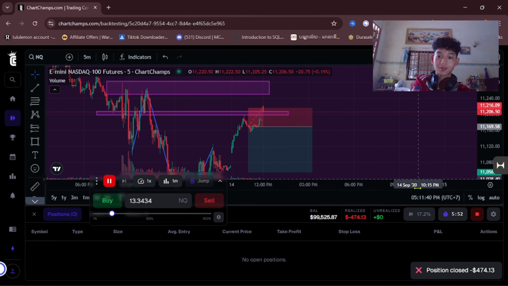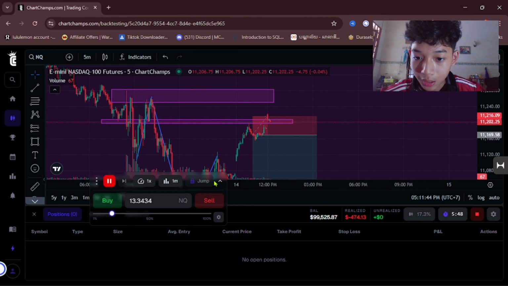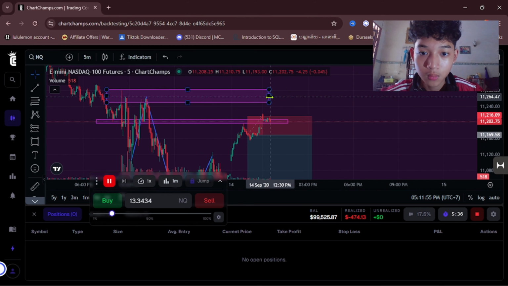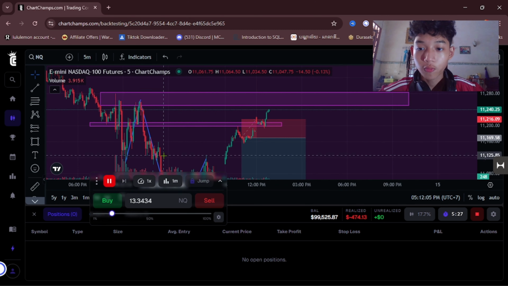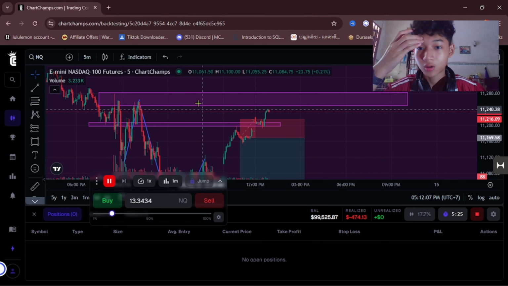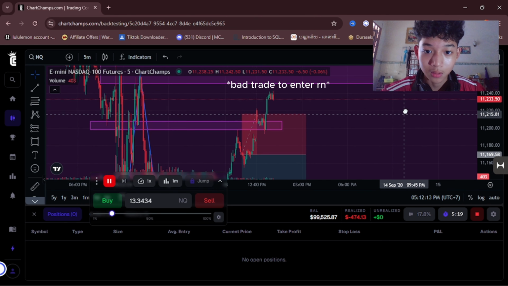Alright, we lost $40 there. Bad move. I don't know what happened. It's fine. We're just gonna wait for the price action to hit our goal there. Just look at this. It's kind of a bad trade.